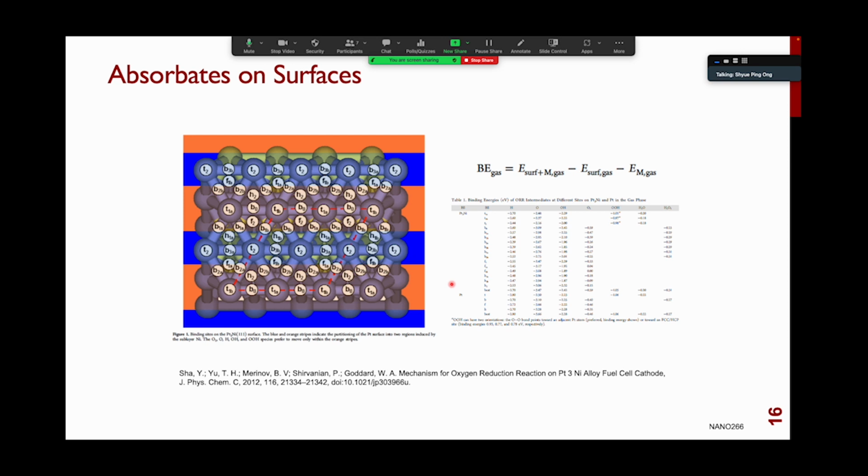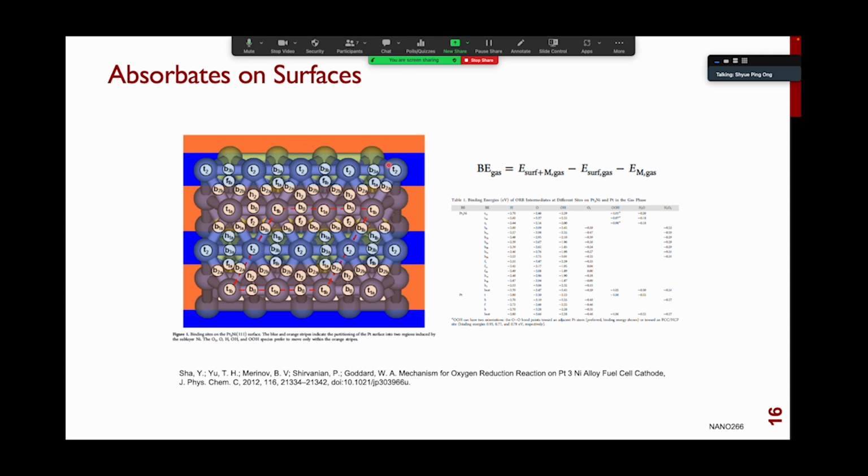There's something called the Sabatier principle, which states that the optimal catalyst is one where the binding of your adsorbate on the catalyst is neither too strong nor too weak. This leads to what is called a volcano plot, which I'm going to talk about in a little bit.